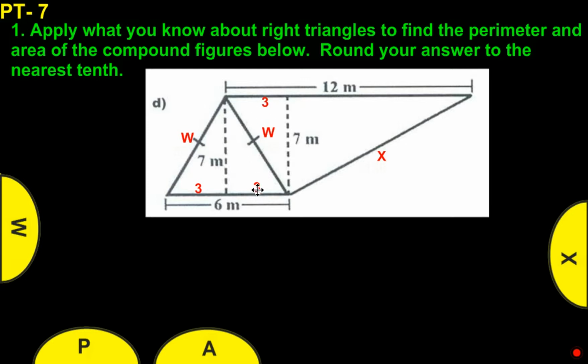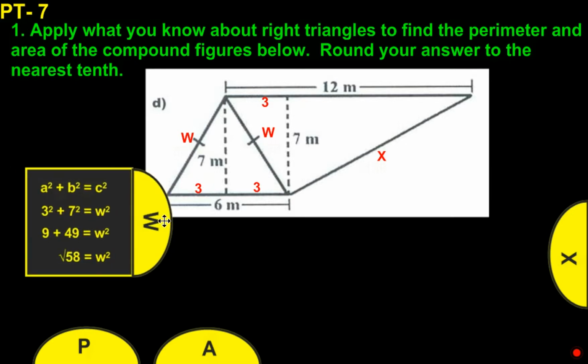So this top is going to be the same as this bottom. So we know the distance of all these pieces. So we need to find what the distance is of W. So we have two legs that we can use to find the hypotenuse. In this case, we have 7 and we have 3. So let's solve for W.